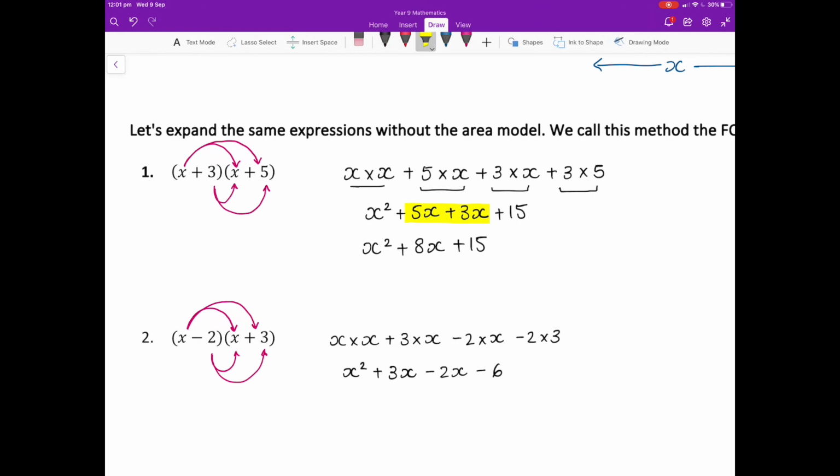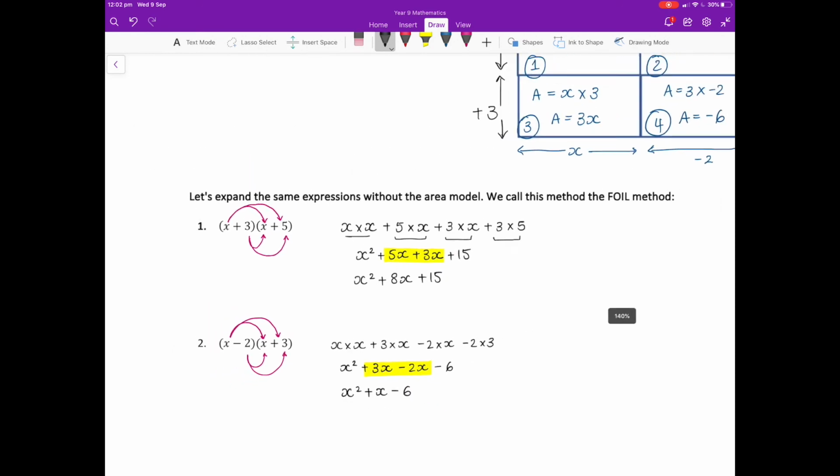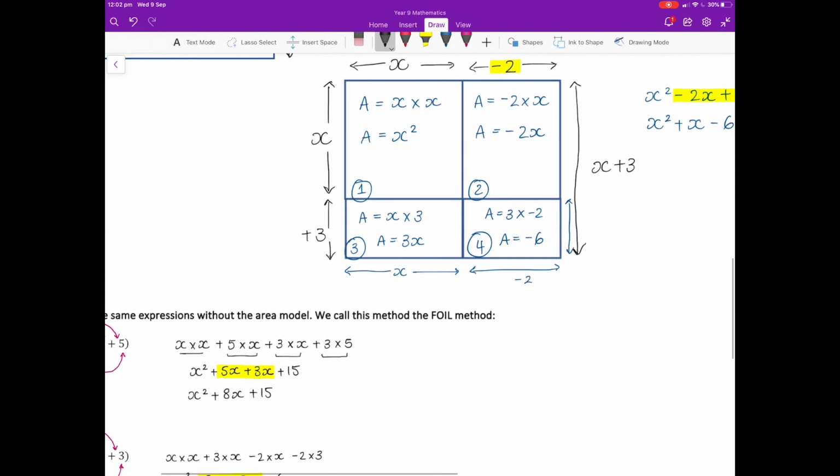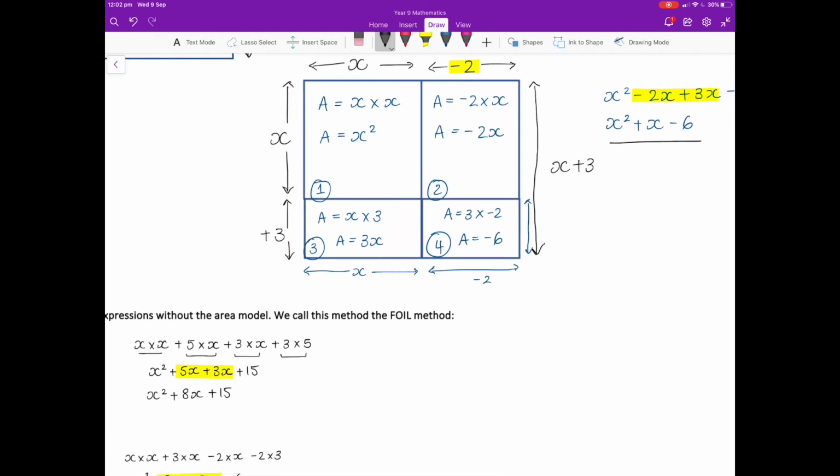Again, make sure you scan your expressions for any like terms. And what we can see here is that we've got a like term at 3x minus 2x. So simplifying that further, I'm going to get x squared plus x minus 6. Now let's check and see whether that was the same answer that we got using the area model. Scrolling up, we can see that it was.